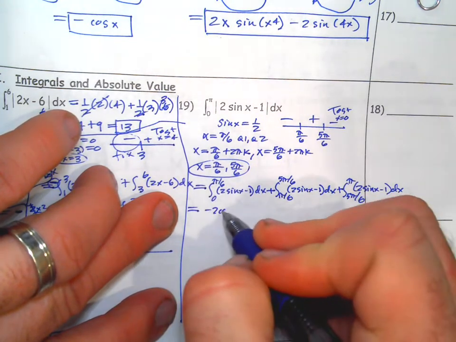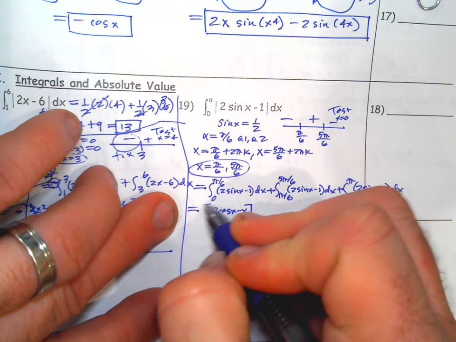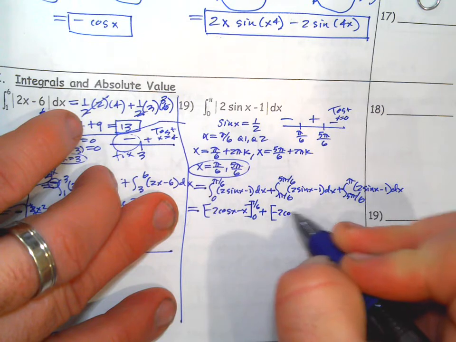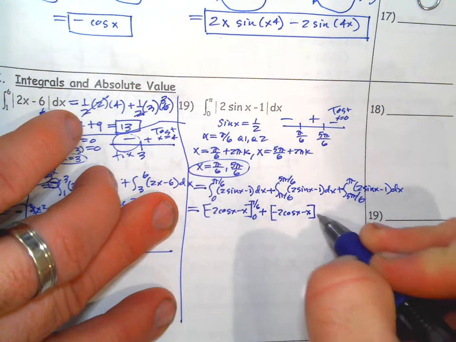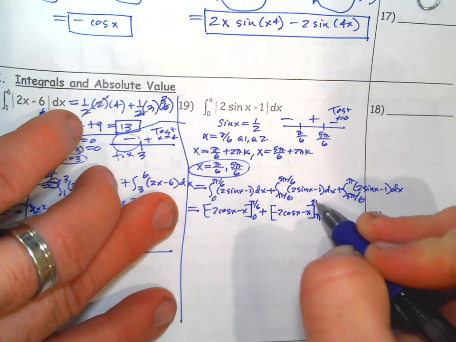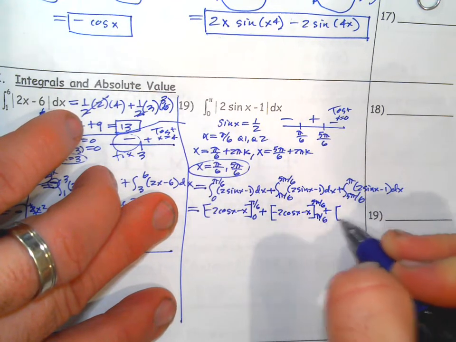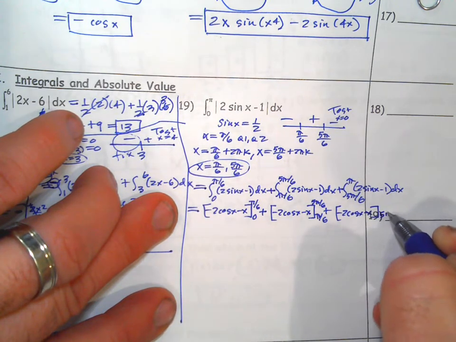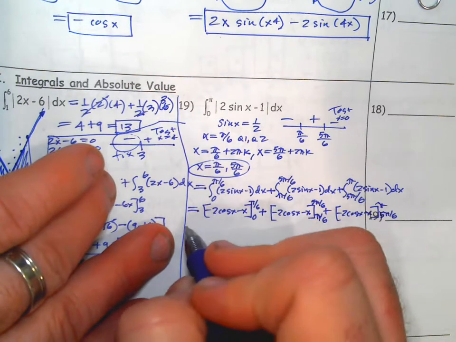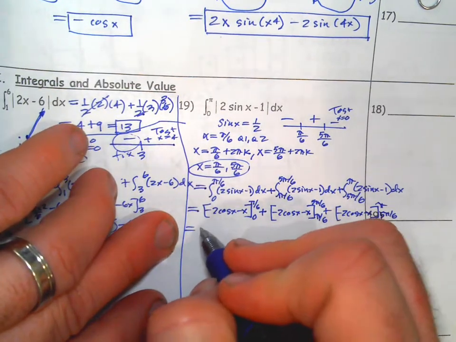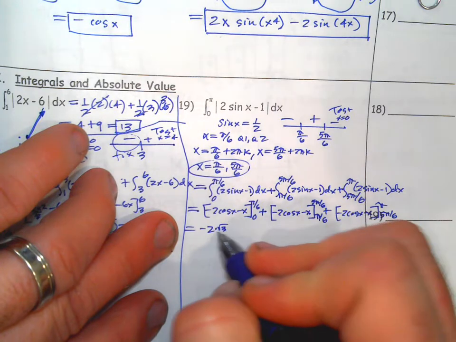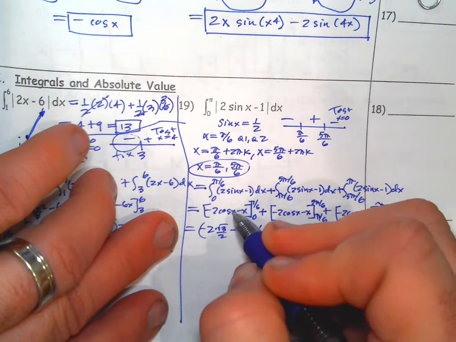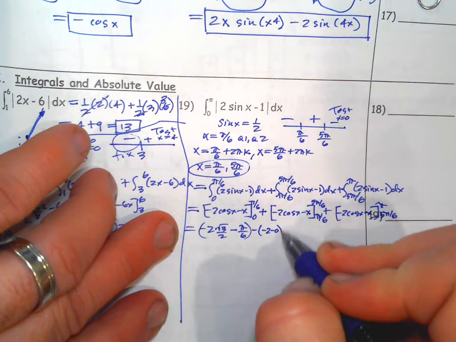Negative 2 cosine x minus x, 0 to pi over 6, plus negative 2 cosine x minus x, 5 pi over 6 to pi. It's the same antiderivative every time. So even though we're doing it over and over again, you could just say, oh, we already did that. It's the same thing. And we've got to plug these things in. So negative 2 cosine pi over 6 is root 3 over 2 minus pi over 6. Minus, you plug 0 in. Cosine 0 is 1, so it's going to be negative 2 minus 0.